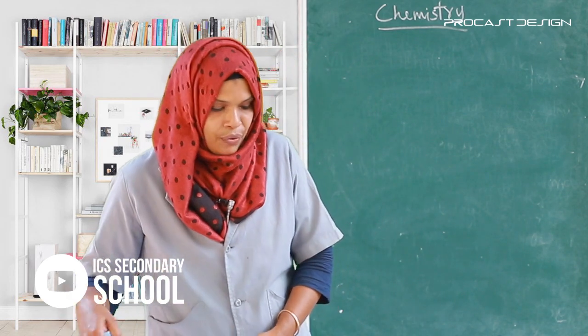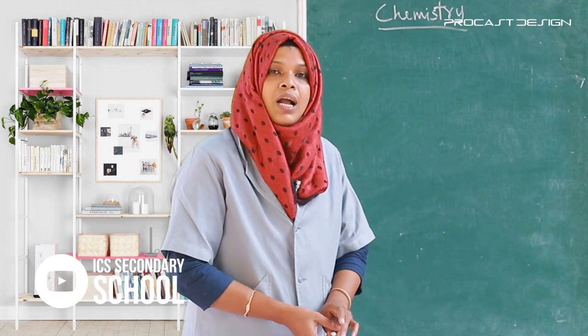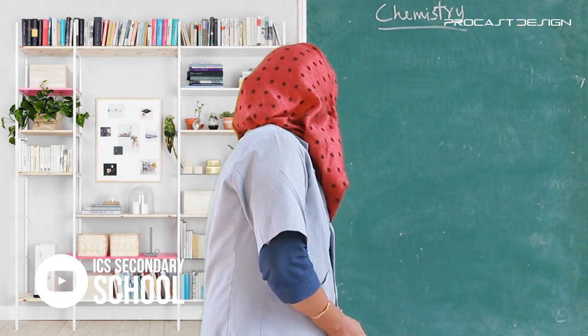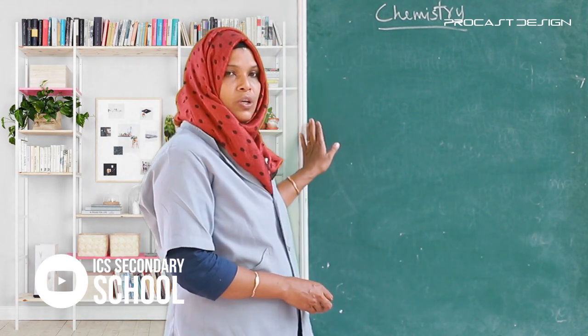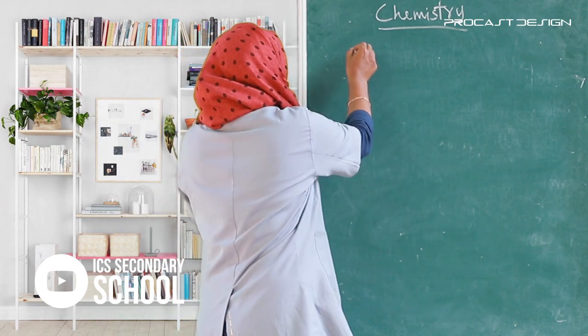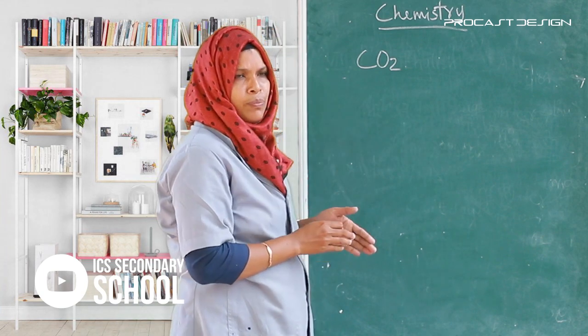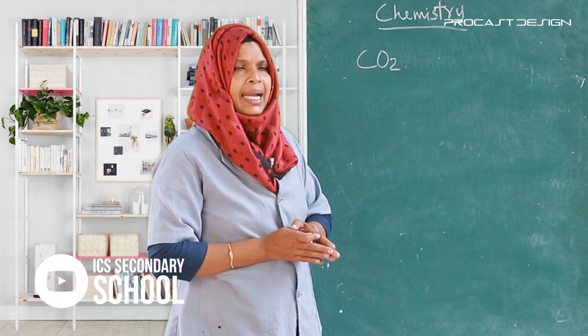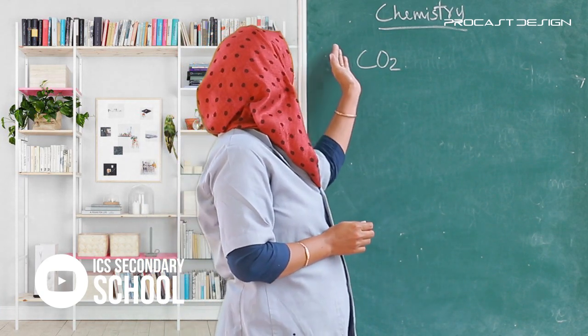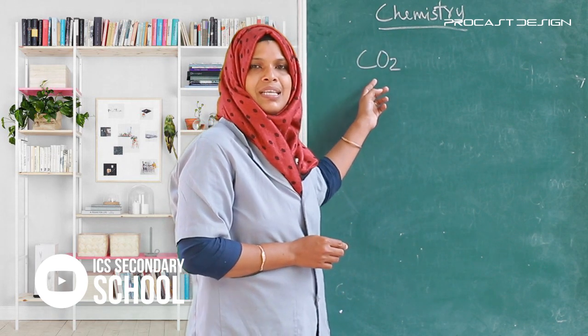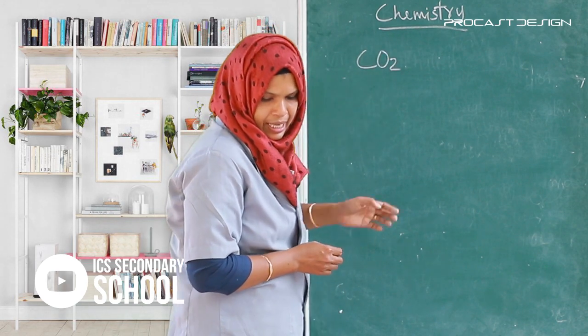Next question is, find out the total number of atoms present in carbon dioxide. This is the chemical formula of carbon dioxide, and we find out the total number of atoms present in it.